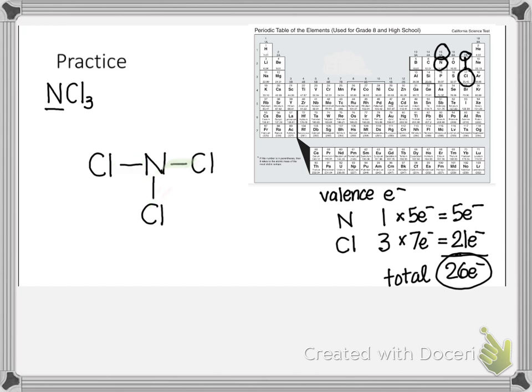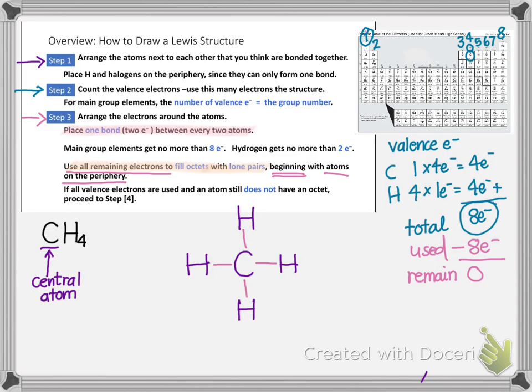Okay, so I'm just going to keep track. You don't have to keep track unless it helps you. So what it means is I have 20 electrons remaining. Now in the previous example, I had none remaining, so I was done. But this one I have 20. And so if you go back, it says, use all the remaining electrons to fill the octets with lone pairs. So we're going to add lone pairs, and we're going to start with the periphery.